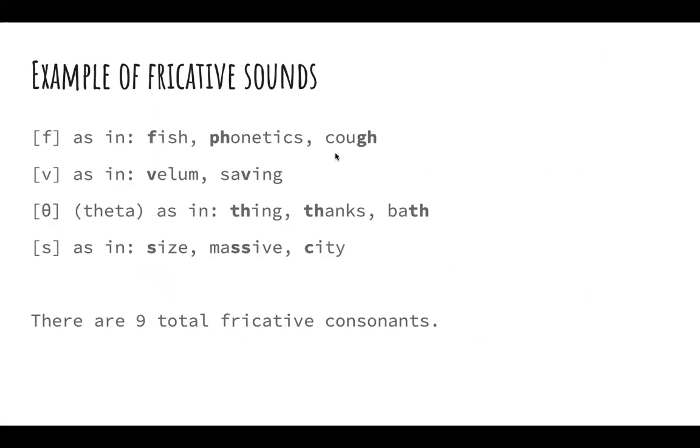Here are just 4 examples of fricative sounds. There are 9 total, but I'm just going to go over a few of them. So first is F as in fish, phonetics, or cough. V as in velum, savings. This is called the theta, and this is the TH sound, as in thing, thanks, or bath. And then S as in size, massive, and city. You can see, especially in the S sound, there's air coming through the gaps in your teeth.